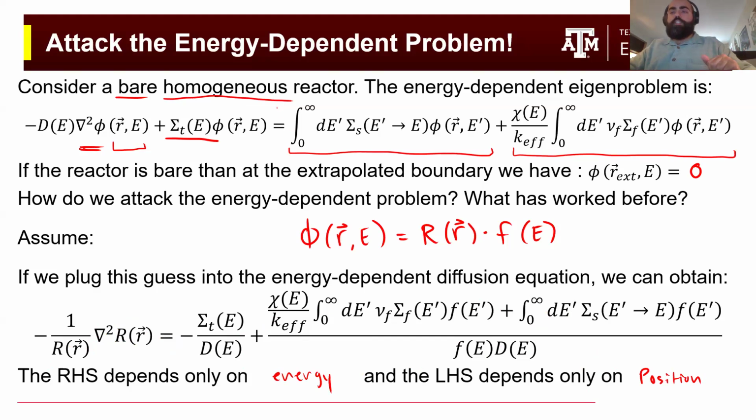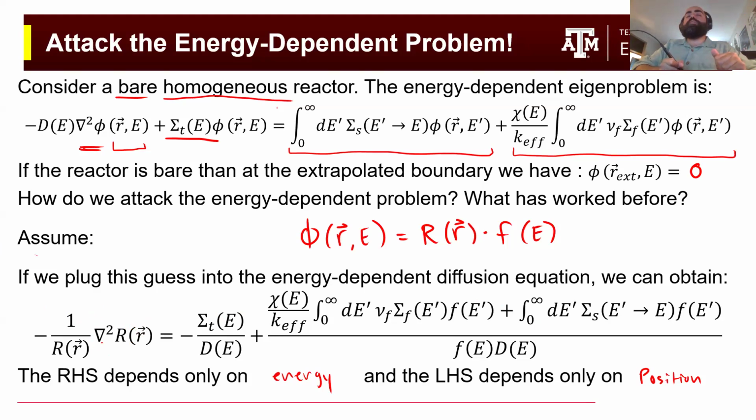This is a nice thing. This is what we always hope to see when we do separation of variables: we get everything on one side that only depends on one variable, and the other side only depends on the other variable. So if we think about what this means, R is a variable. Maybe it's a spherical reactor, so R goes from 0 to whatever that extrapolated radius is.